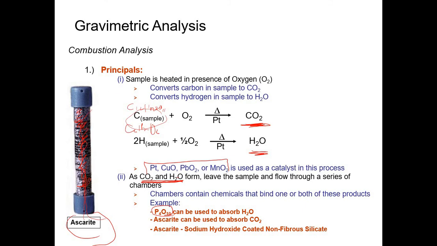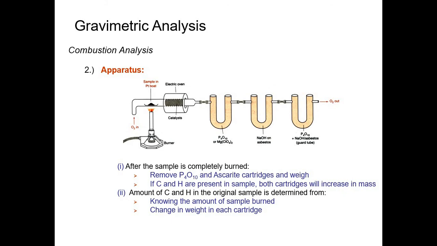This is for combustion analysis. Okay, so this is the process. After the burn, meaning after the combustion, we remove the P4O10 and Ascarite cartridges, and then we weigh the Ascarite cartridges. Remember that this will absorb water, and that absorbs CO2.